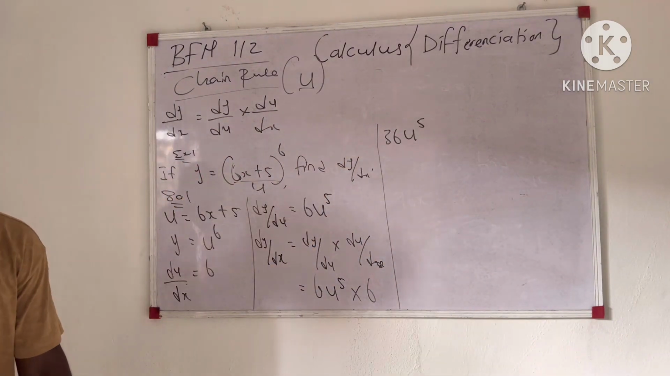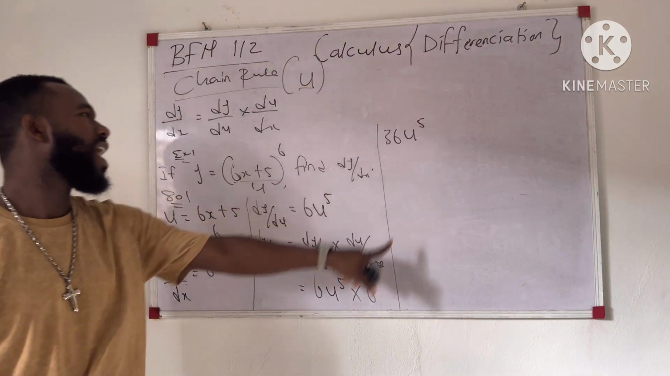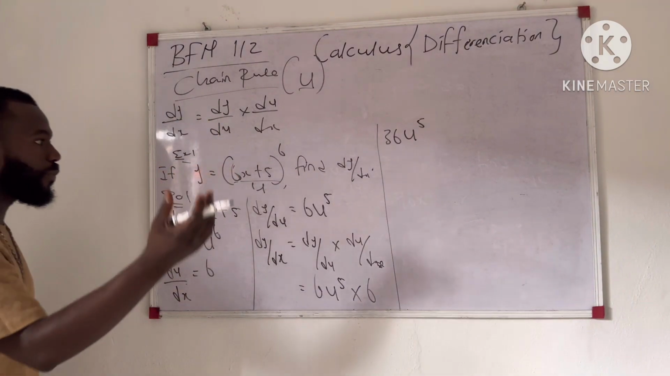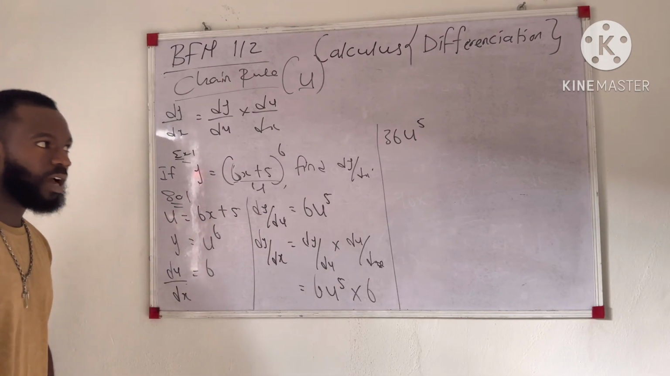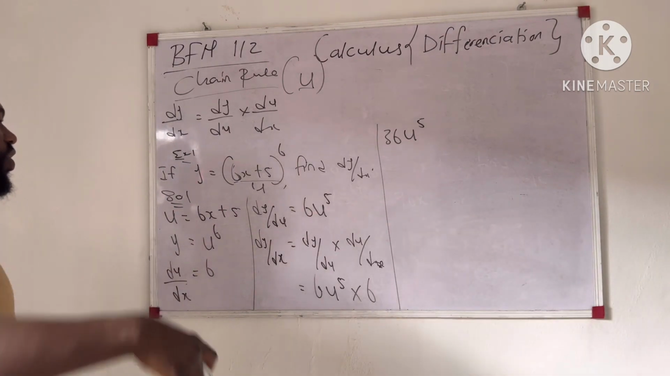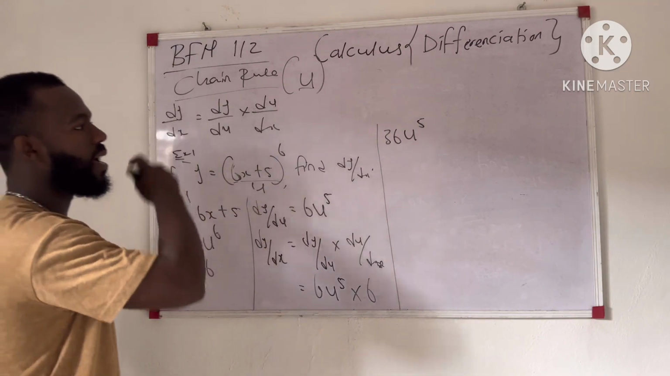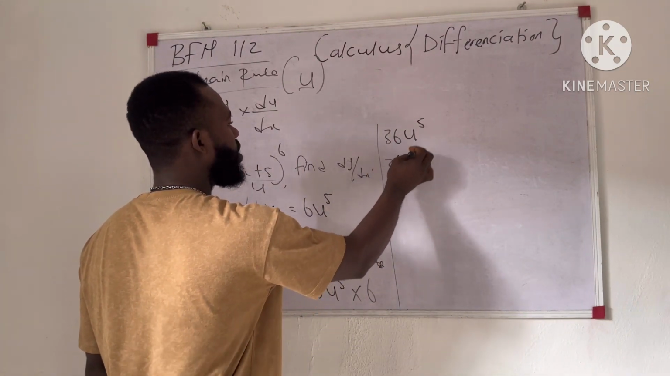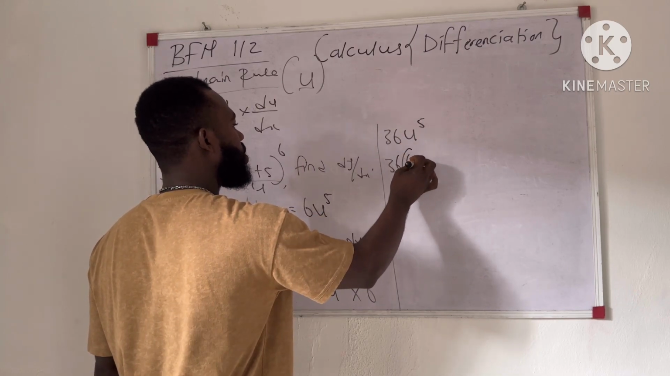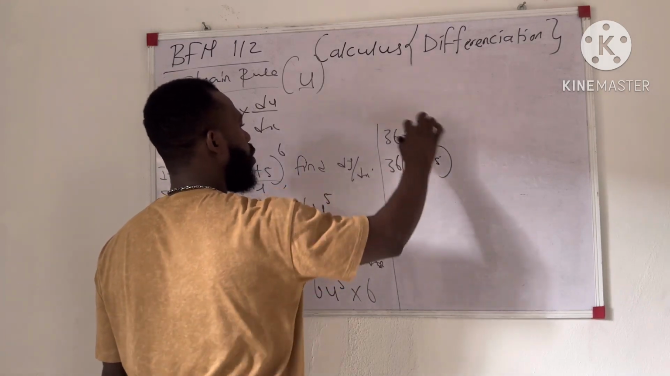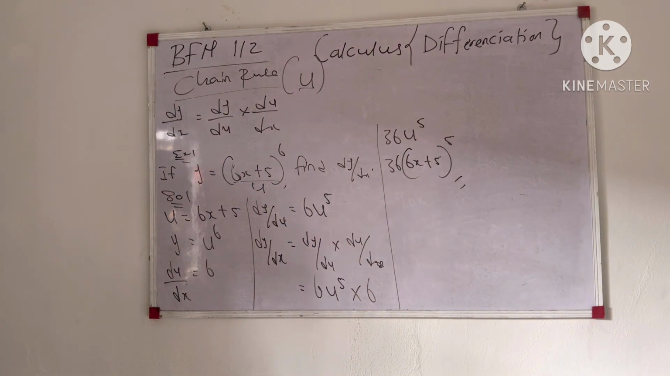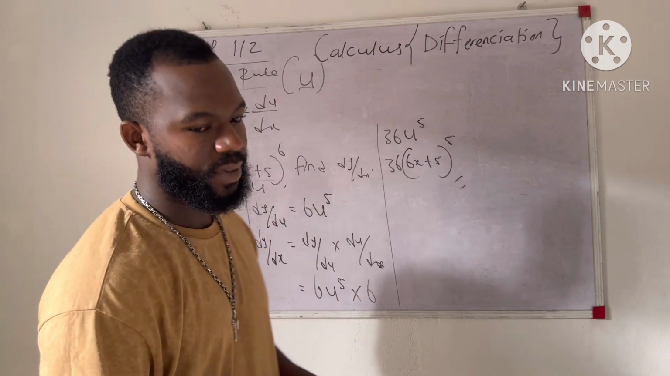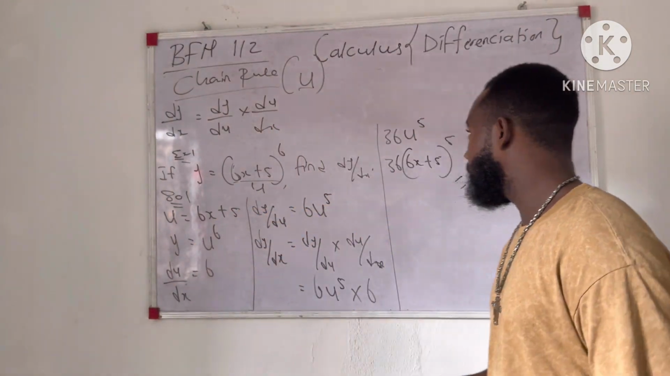But this is not how you will leave your answer, because why? U has an expression. And what is that expression? 6x plus 5. So it means we now have to substitute back 6x plus 5 into our final answer, which becomes 36 into bracket, u now is 6x plus 5, all raised to the power of 5. This becomes the answer. It is as simple as this.